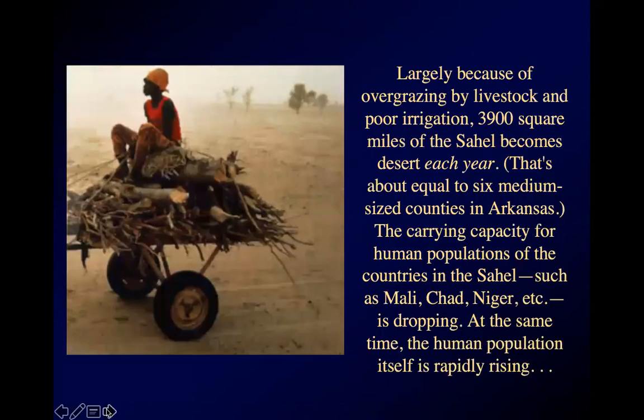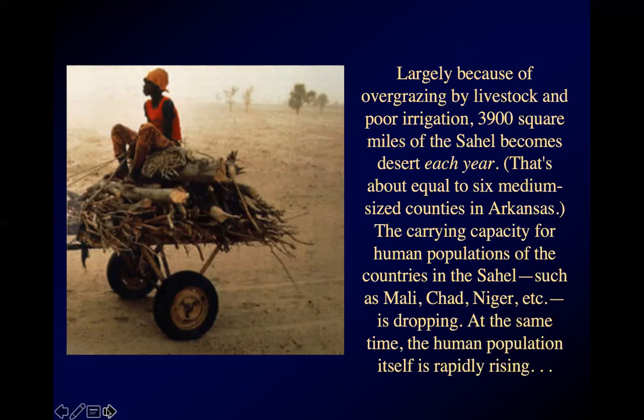And because of overgrazing by livestock and poor irrigation, plus the fact there's not much water there anyway, 3,900 square miles of the Sahel becomes desert every year. That's about equivalent to 6 Arkansas counties every year.